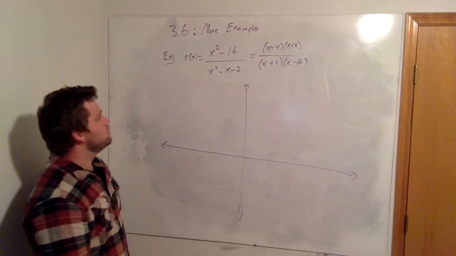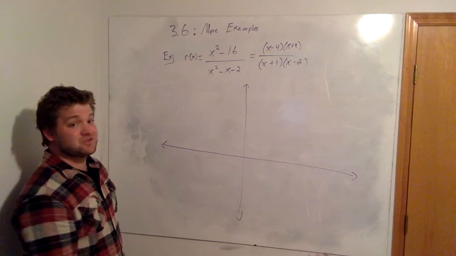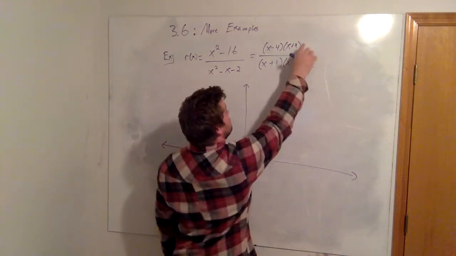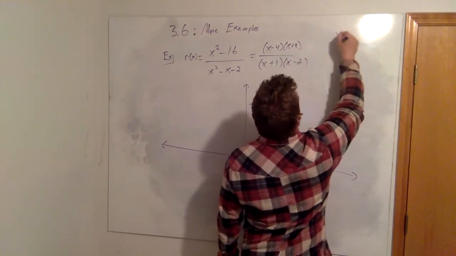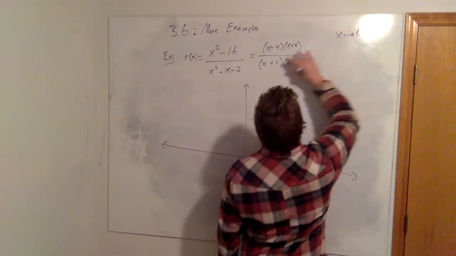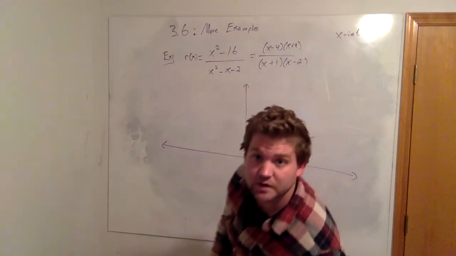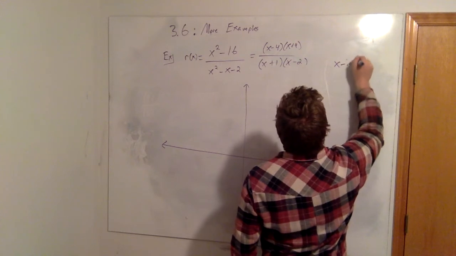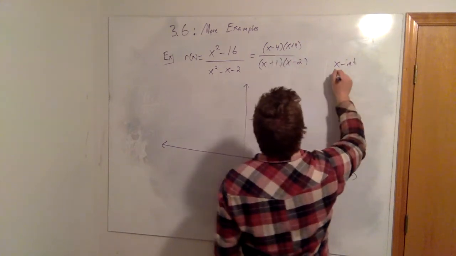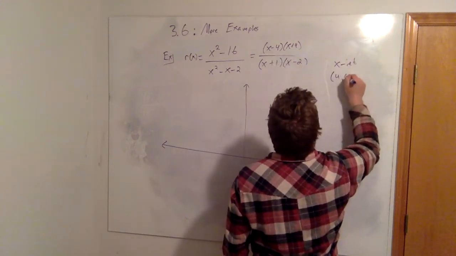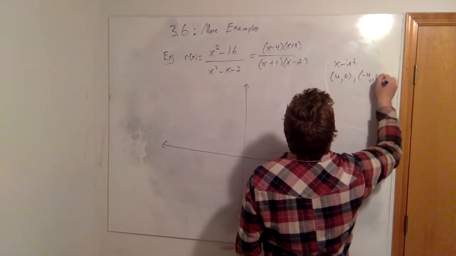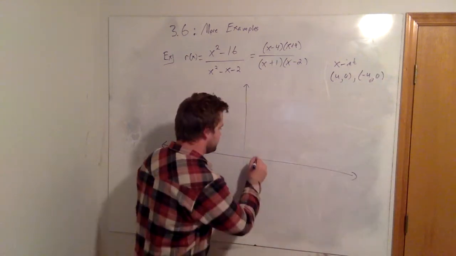Okay, so let's talk about where our x-intercepts are. Remember, our x-intercepts happen when the numerator is 0. So I'm going to write that up here. When the numerator is 0, we'll have an x-intercept at 4 and 0 and negative 4 and 0. Okay, so let's mark those.